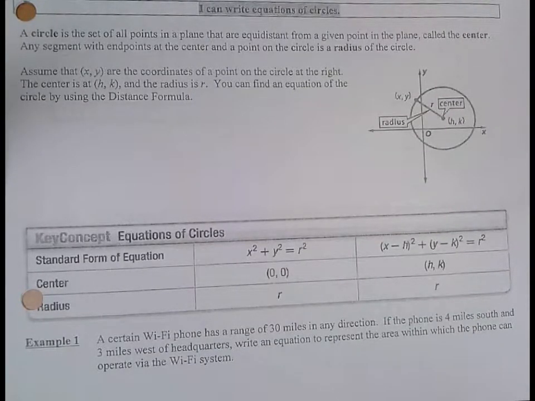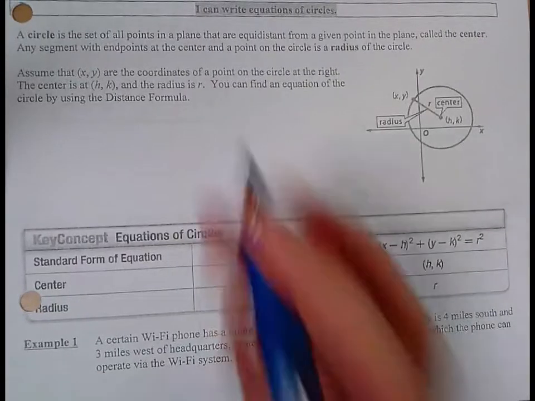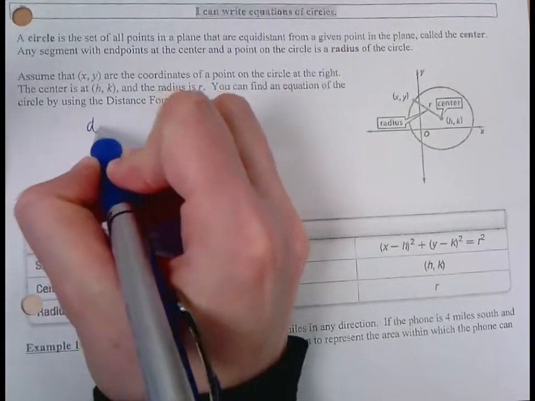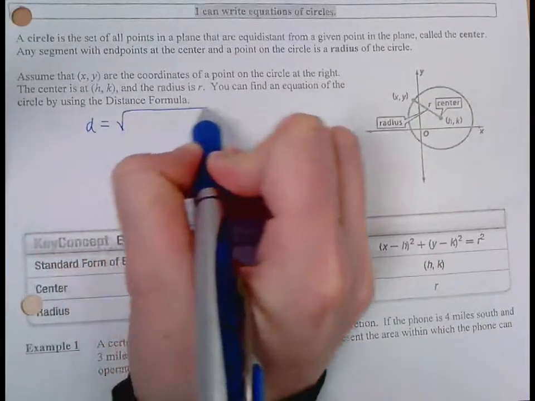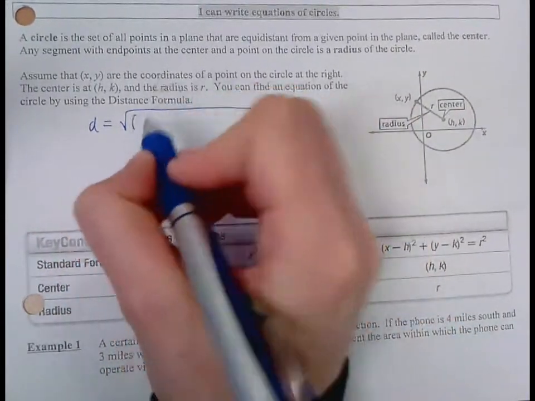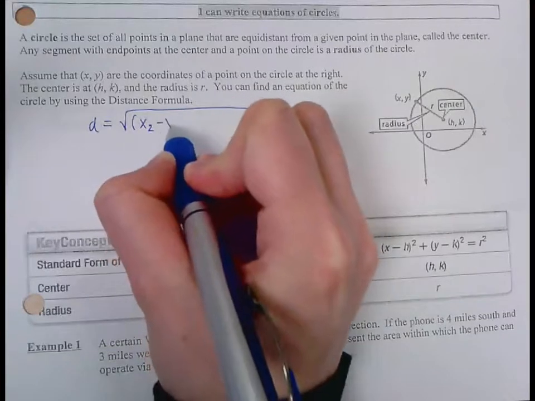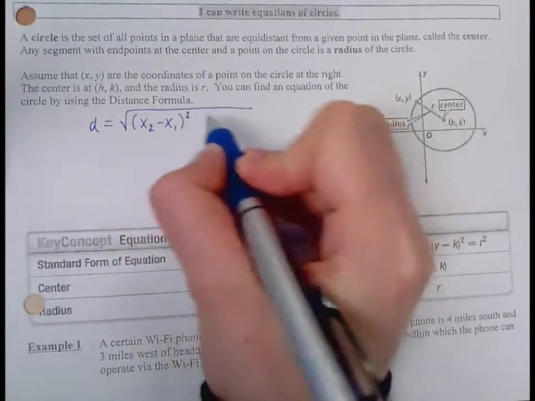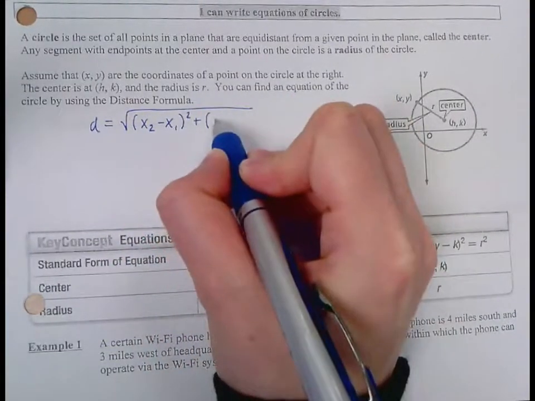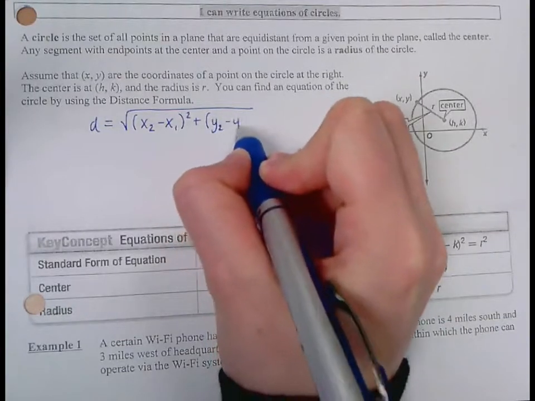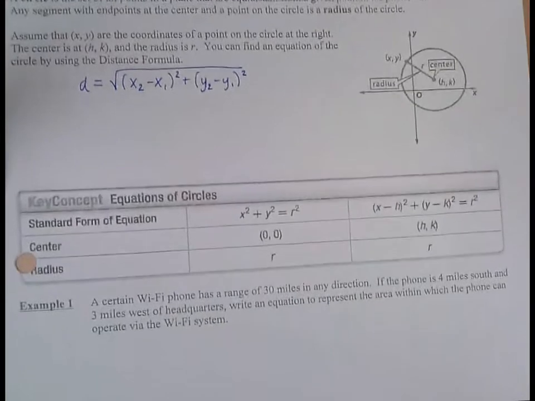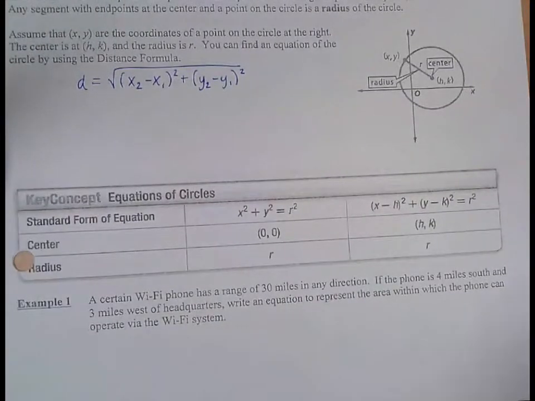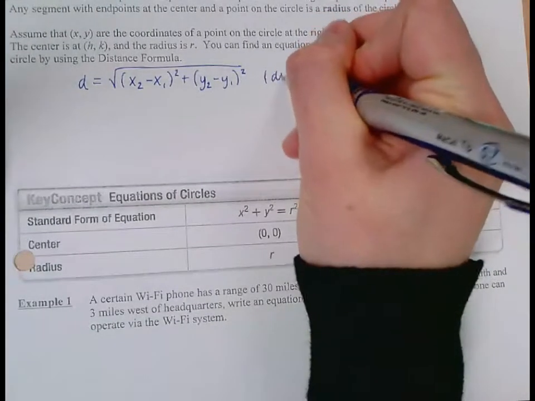So here I'm going to review with you what the distance formula is. So the distance formula between 2 points is the square root of x sub 2 minus x sub 1 quantity squared plus the quantity y sub 2 minus y sub 1 squared. So that's just a review of the distance formula.